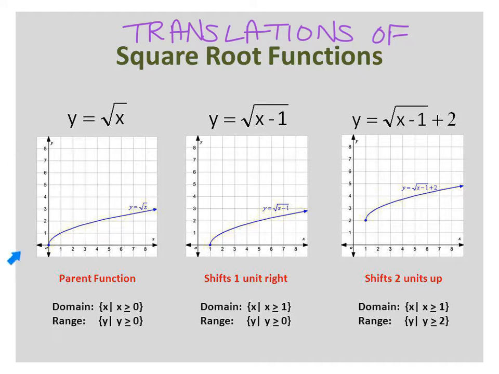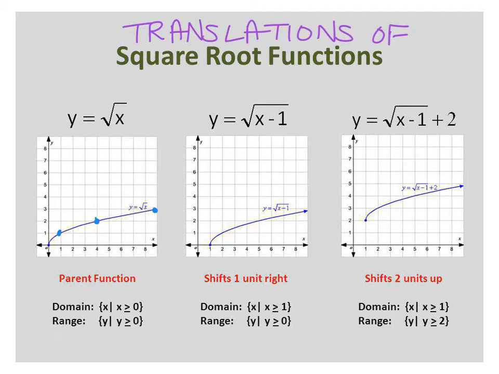So my first graph that they've given us here is the parent function. That's the one we just graphed. I've got my original points 0, 0, let's see, 1, 1, 4, 2, and 9, 3.